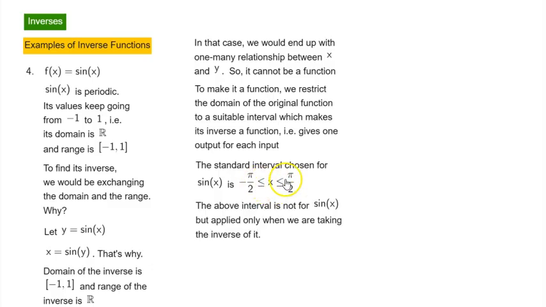Now the above interval is not for sine of x, but applied only when we are taking the inverse of it. So that was inverses. Inverse of an image, inverse of a subset of images, and inverse of a function.